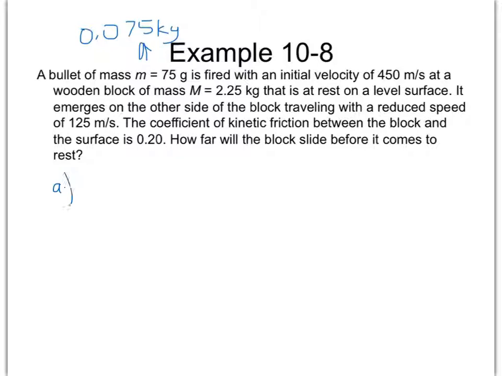A. Solve for the final velocity of the block, which, by the way, B is going to be the bullet. Block also starts with B, but I'm going to say W for wood block. So solve for the final velocity of the wood block. That's going to be part A.